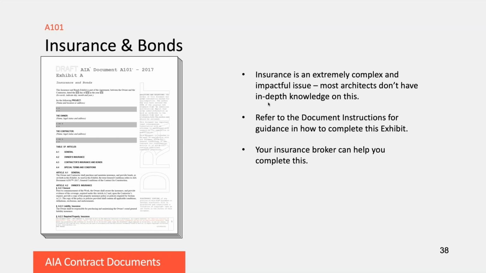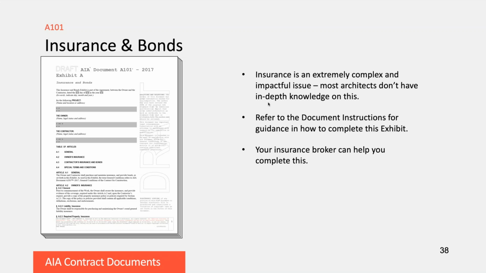The last piece of this then is the insurance and bonds exhibit. This is a really complex issue, and most architects really don't have an in-depth knowledge of it. It used to be that the insurance and bonding requirements were embedded in the contracts themselves. In the 2017 version, it was decided to take that out into a separate document that could be attached to the contract itself.